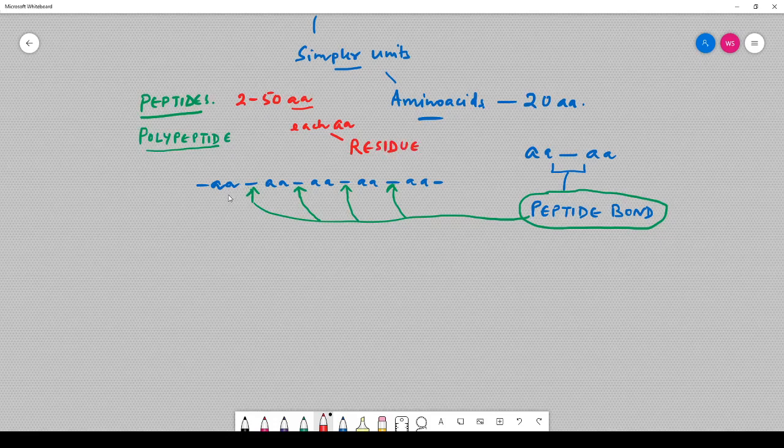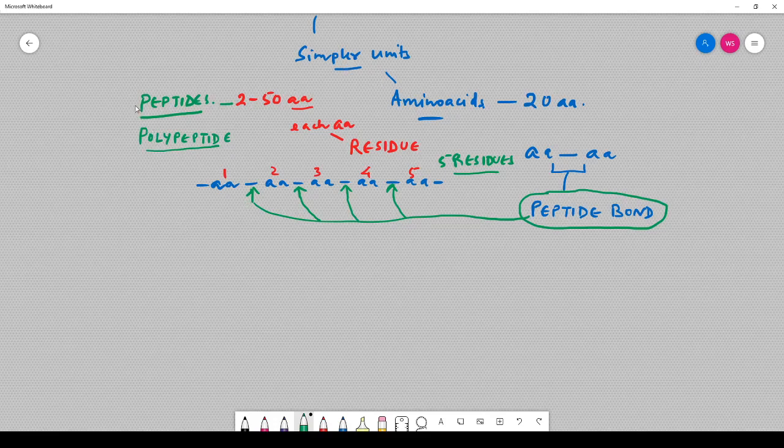Okay, so now we say here there are 5 residues, 5 residues in this peptide chain. Okay, so now we know what is a residue. Okay, so we said a peptide contains 2 to 50 amino acids.